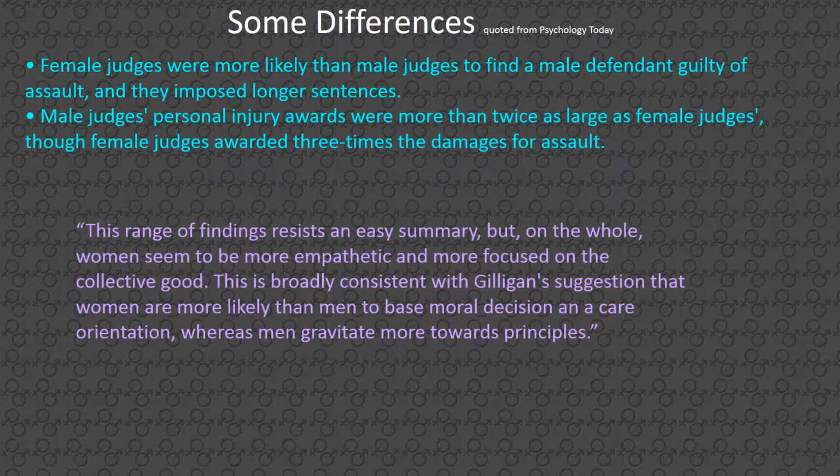This range of findings resists an easy summary, but on the whole, women seem to be more empathetic and more focused on the collective good. This is broadly consistent with Gilligan's suggestion that women are more likely than men to base moral decisions on a care orientation, whereas men gravitate towards principles. So there seem to be some statistical differences between the way men and women reason morally, though again we do not want to overstate them.